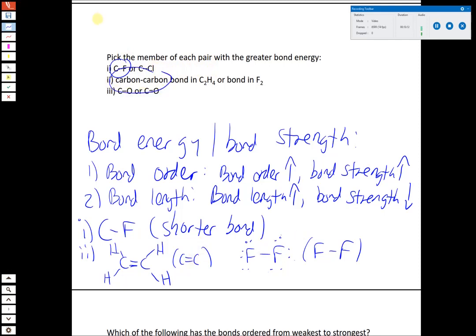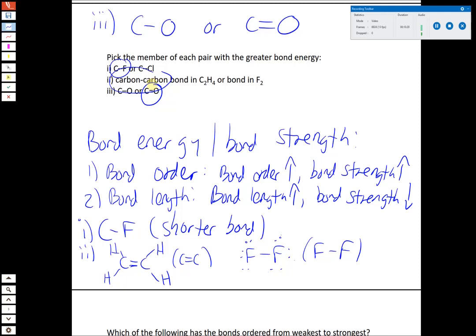And then finally, choice three, I ran out of room, so I'll do it up here. This one's pretty straightforward. CO, single bond or double bond. Remember, higher bond order is greater bond energy, so we're going to pick the carbon-oxygen double bond for that one. All right, so that's how we approach this one.